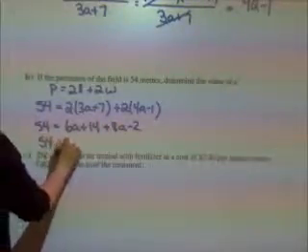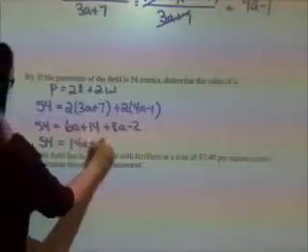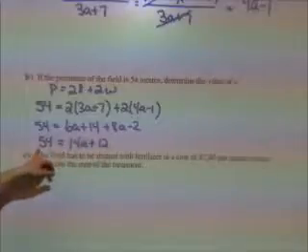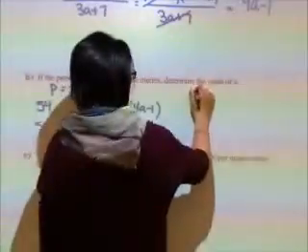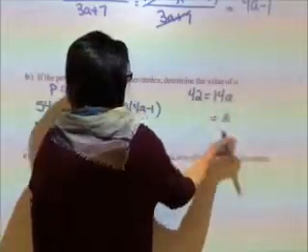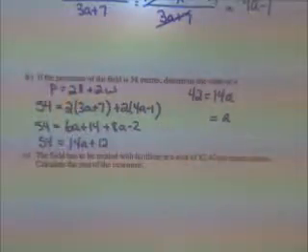And I get 14a plus 12. To get a by itself, I'd have to get rid of the 12, so I'd subtract 12 on each side. 42 would equal 14a. Divide by 14, and a would equal 3.